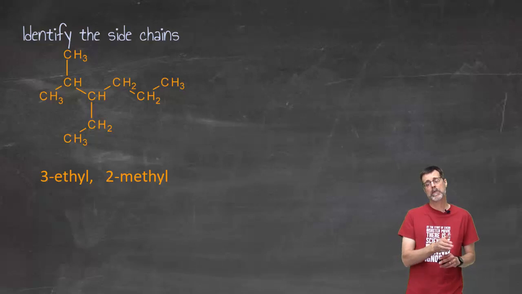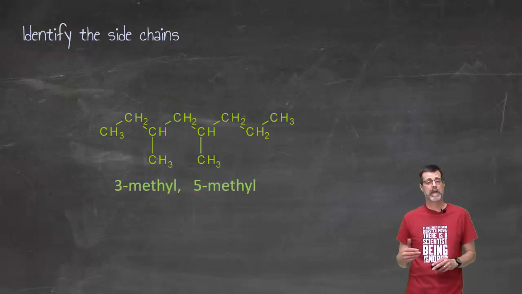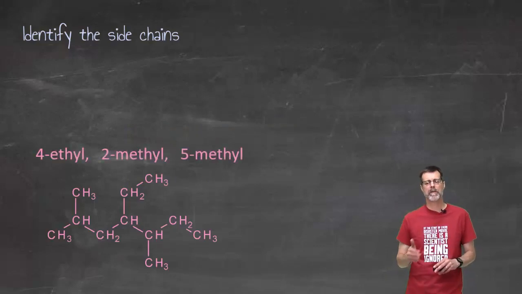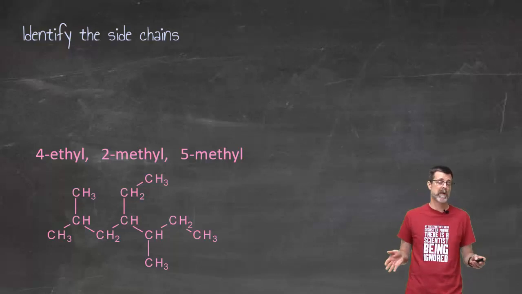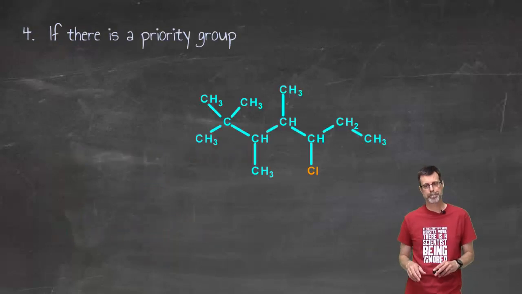At carbon number 2, I've got a 1 carbon group, so that's a 2 methyl. On the green one, a bit boring. Both of those are 1 carbon groups, so I would have a 3 methyl and a 5 methyl. Now, we'll wait for a minute, and I don't want to ruin the suspense. And this one, I've got 4 ethyl, 2 methyl, 5 methyl. At this point, if you want to call that 2 methyl, 4 ethyl, 5 methyl, that's fine. I'm kind of lining things up in alphabetical order because I know that's coming.